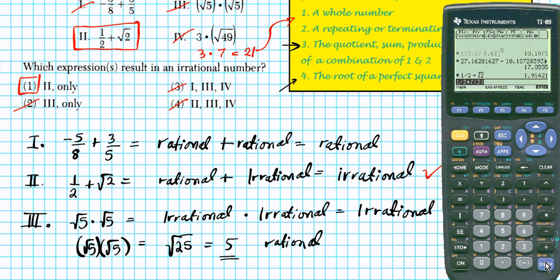Enter. Bam. You see that? If I highlight that and bring it down, what do you notice? The decimal point just keeps on going, and there's no discernible pattern here. Hence, this result is irrational.